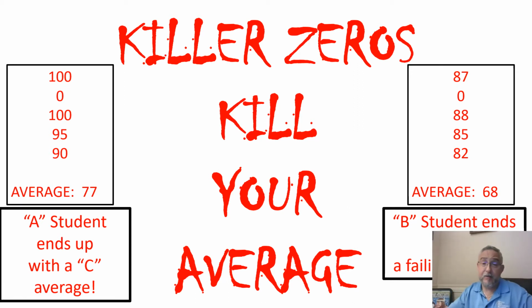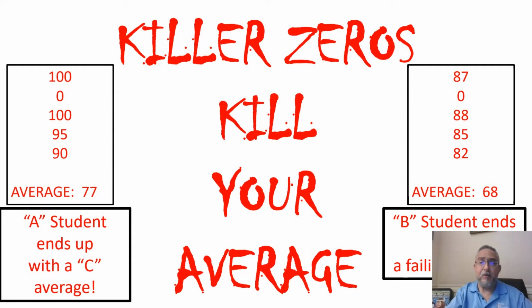Let's take a look at another example. This student had an 87, an 88, an 85, and an 82, pretty much a solid B student, but because they didn't turn in that one assignment, that zero averages out to a 68. So that B student ends up with a failing grade.